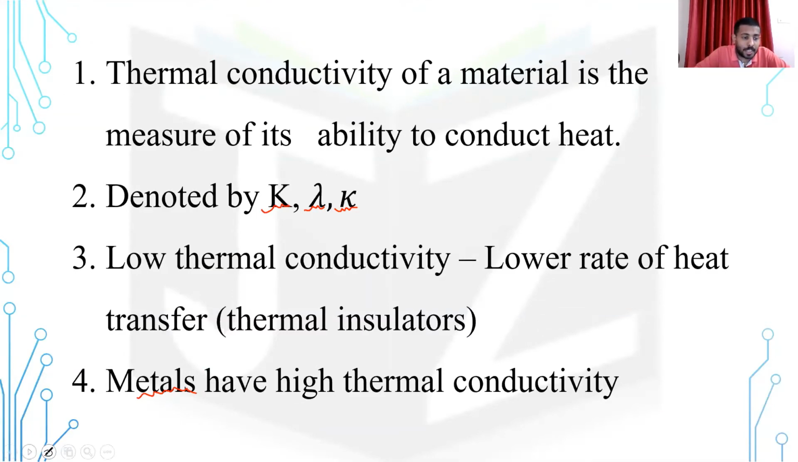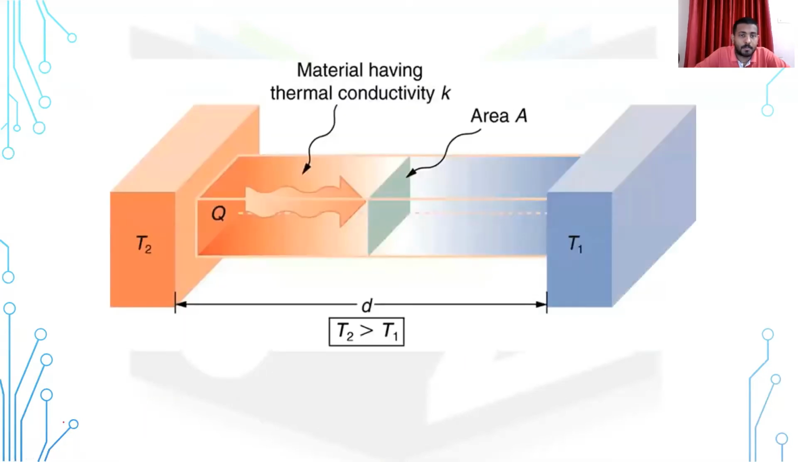So let's derive the equation for thermal conductivity. Consider two environments T2 and T1, and a slab of material is placed between these two environments. T2 has a particular temperature and T1 also has a particular temperature, but T2 is greater than T1. It means that T2 is hotter than T1. When we place a metal slab in between these two environments, we will see that heat transfers from T2 to T1. That is familiar to you.